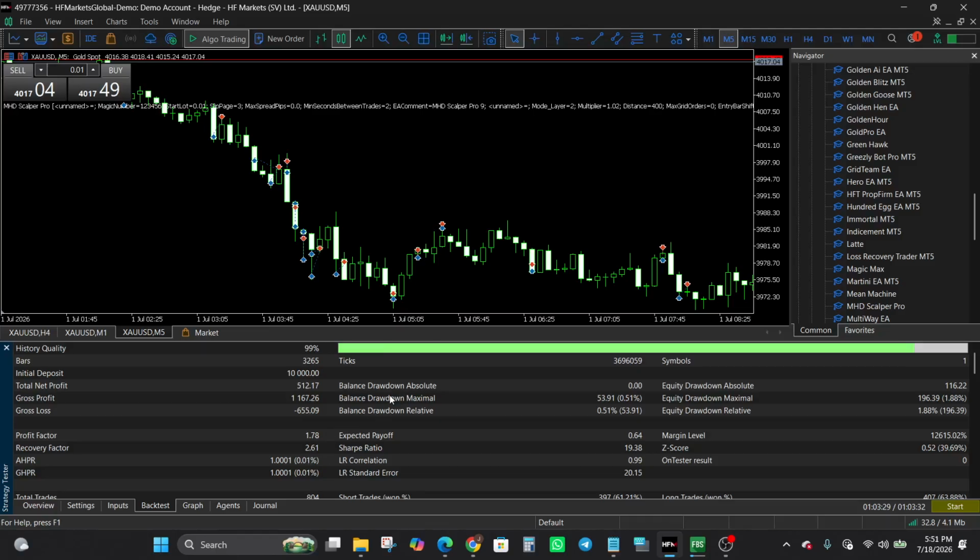Okay, and as always, no EA is universally suitable. So you want to extend your own testing over several months or even several years, all right, before considering any live usage. So after backtesting it yourself, you can also forward test it before using it on a live account. All right. So forward test on a demo before using it on a live account.